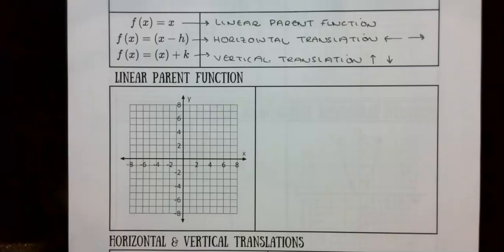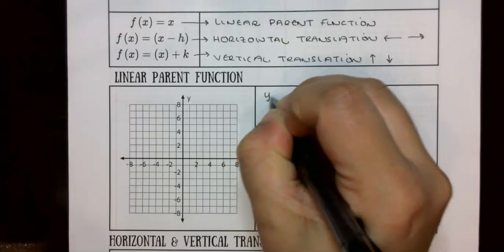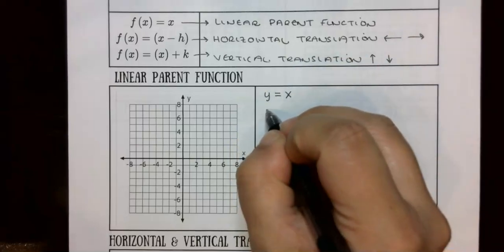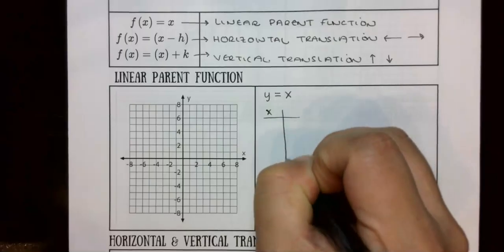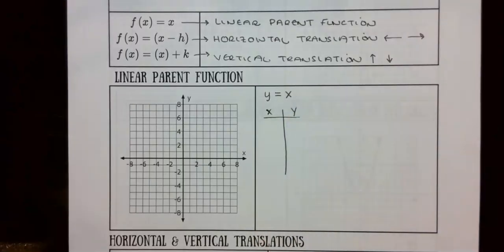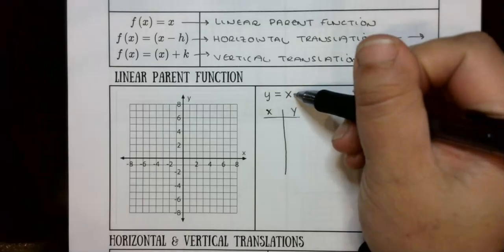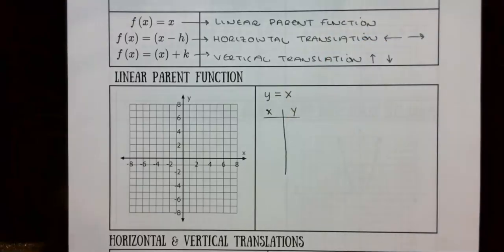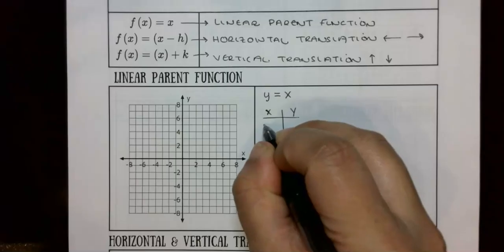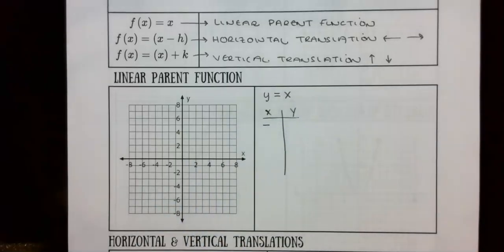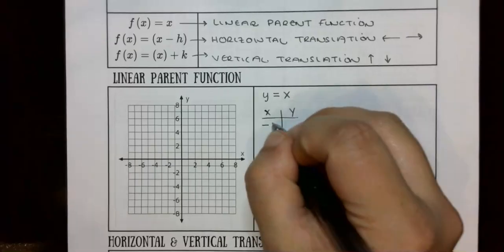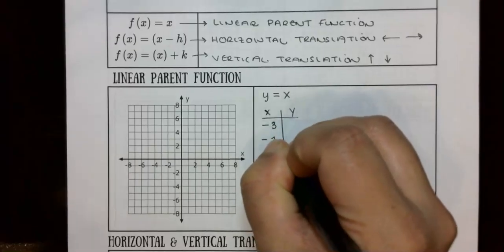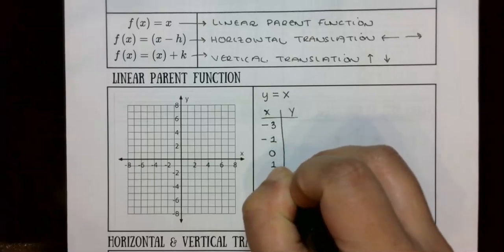So let's go ahead and graph the linear parent function. I'm going to take the linear parent function and rewrite it as y is equal to x. I'm also going to create a table so I can list values and graph this out. When you see the linear parent function, you're going to notice that whatever your x's are, your y's are going to be the exact same thing. So I'm going to use some positive and some negative numbers to create a graph on both sides of the x-axis. I'm going to start with -3, -1, 0, 1, and 3.